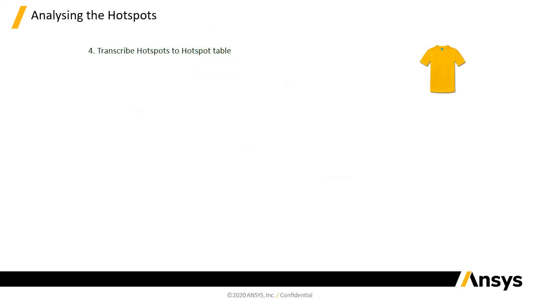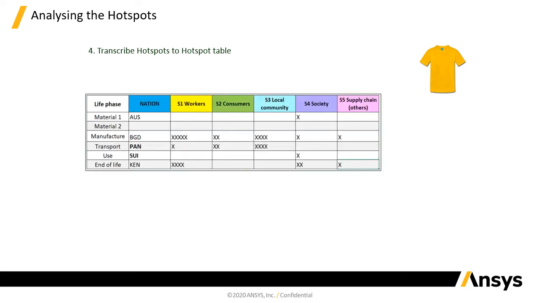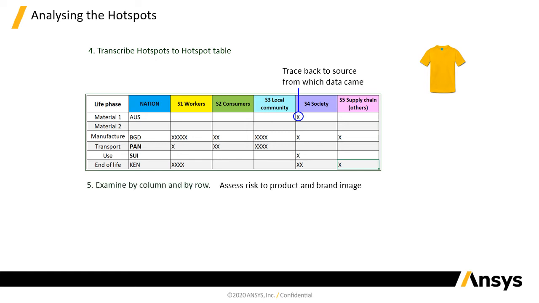Analyzing the hotspots. So the next step is to transcribe hotspots to the hotspot table. Here it is. So we can look at the back of the source from which the data is coming to get a bit more context. We will examine now by column and by row to assess risk to product and brand image. For instance, we can see that there is a high stakeholder hotspot density in some of these places, and here we can see high national hotspot density. So some nations have more hotspots to be aware of.